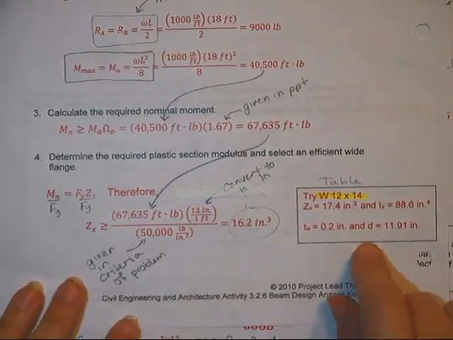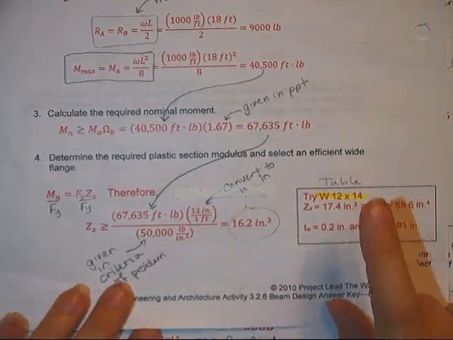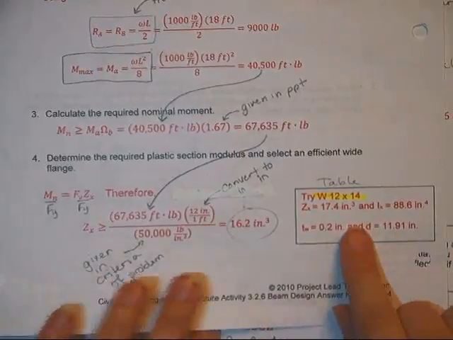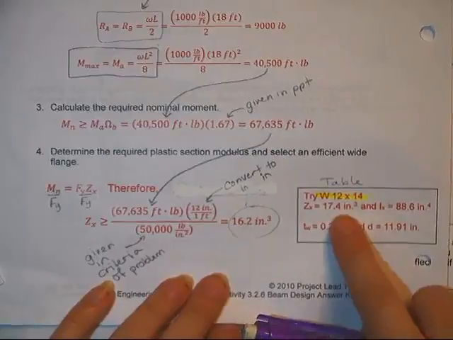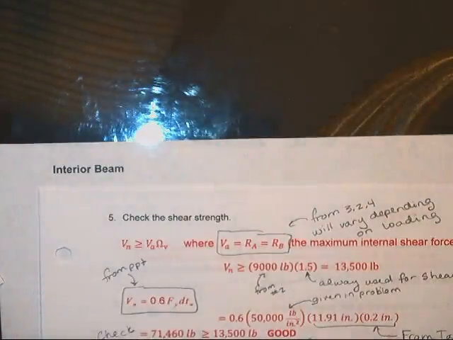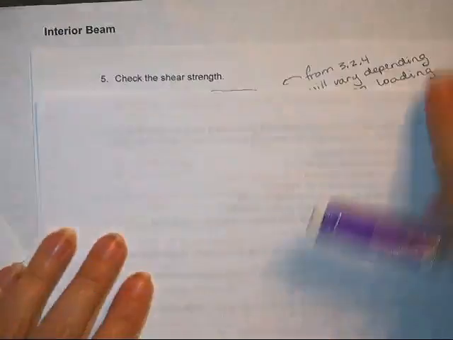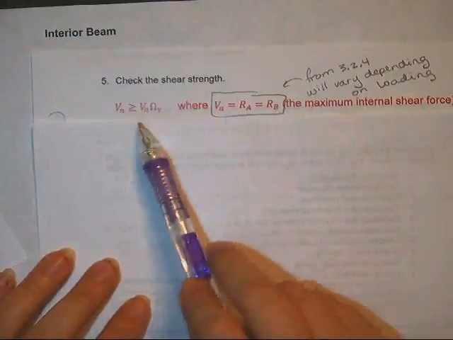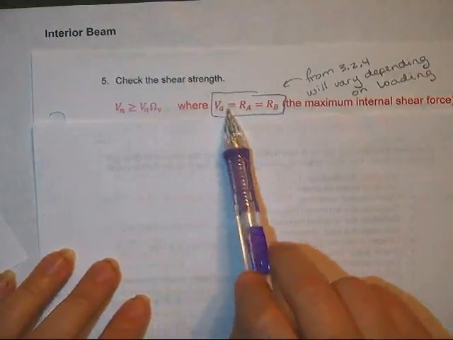Okay, we just finished writing down this information, and this is 3.2.6, and I'm going to continue working on this first problem. So we just wrote down this information from our table, and now we want to check the shear strength. We're going to be using this formula. Again, this was from the PowerPoint we had, and this VA we're going to calculate from here.